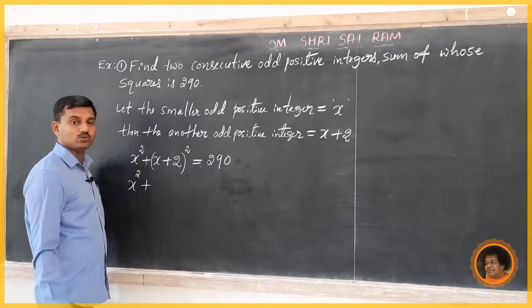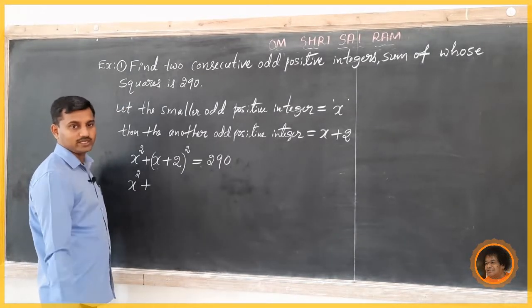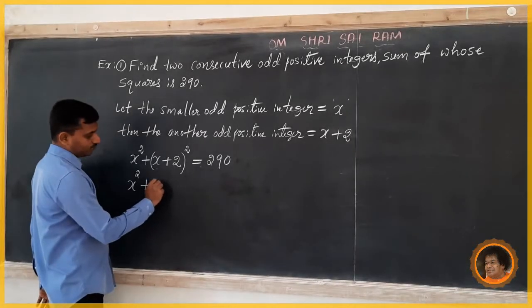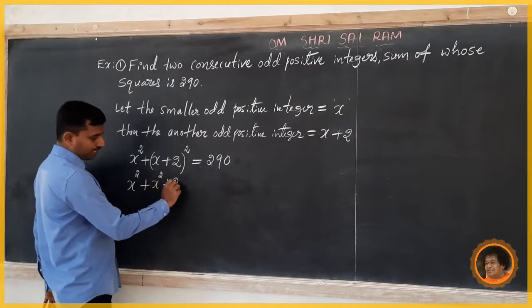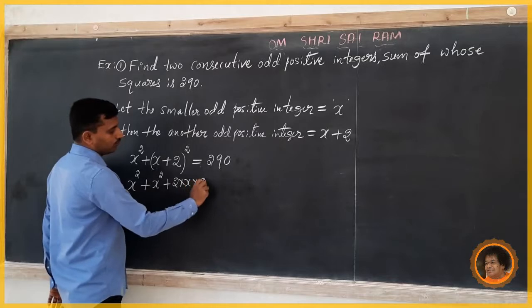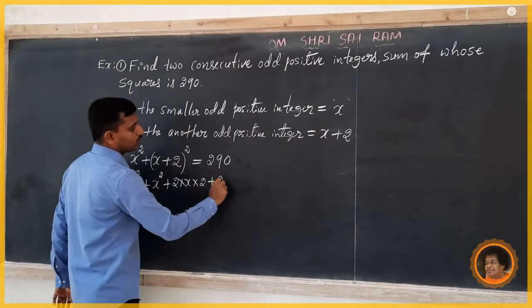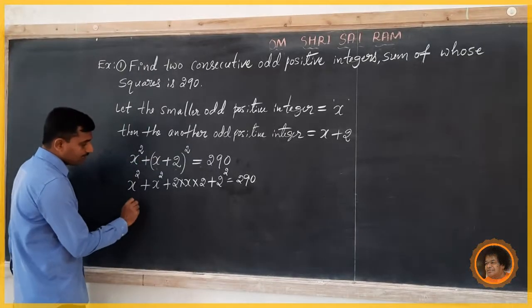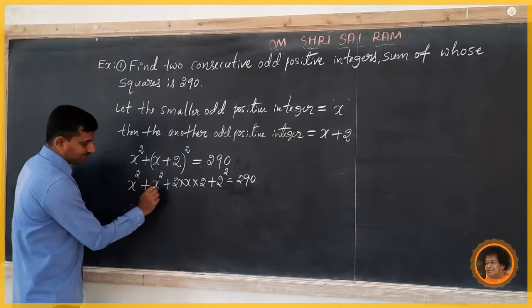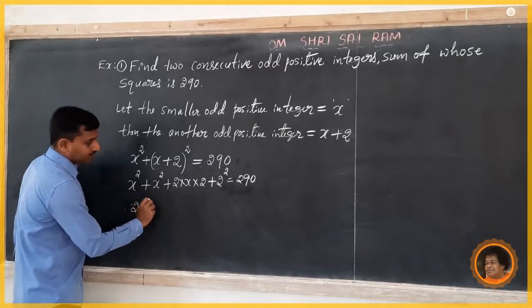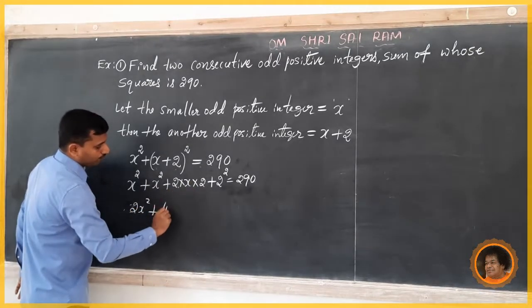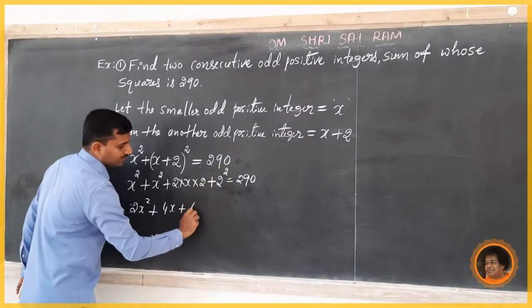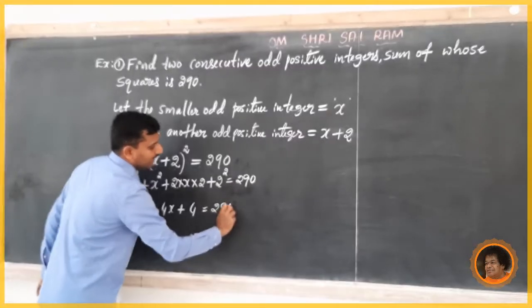(a + b) whole square equals a square plus 2ab plus b square. So a square means x square, plus 2ab, 2 into x into 2, plus b square means 2 square, equals 290. Or x square plus x square, that is 2x square, plus 2 into 2, 4x, plus 2 square means 4, equals 290.